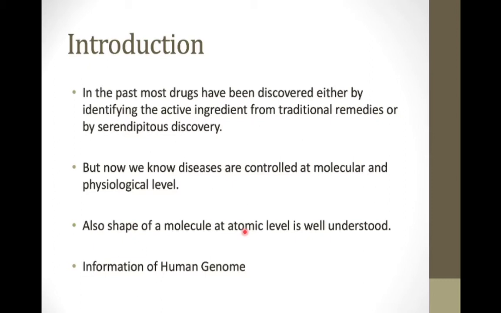So an introduction. In the past, most drugs have been discovered either by identifying the active ingredient, and this is from traditional remedies, so natural compounds, or by serendipitous discovery. But now we know that diseases are controlled at a molecular and physiological level. Also, the shape of a molecule at an atomic level is well understood. And also we have information now from the Human Genome Project from back in 2001 when it was first published.